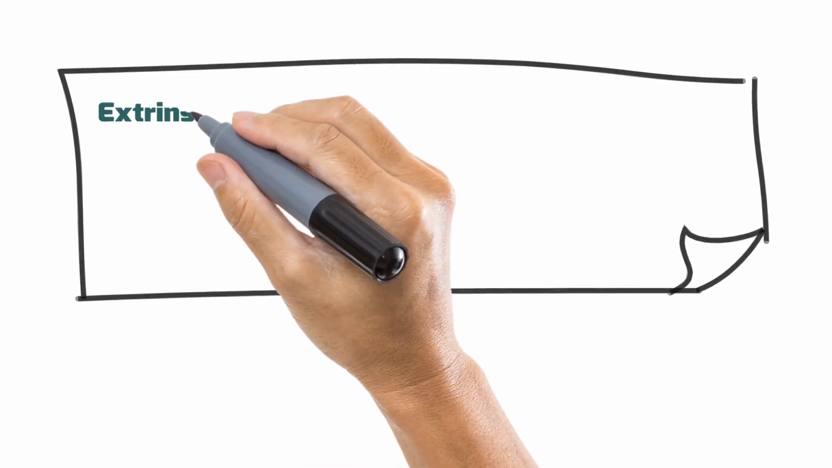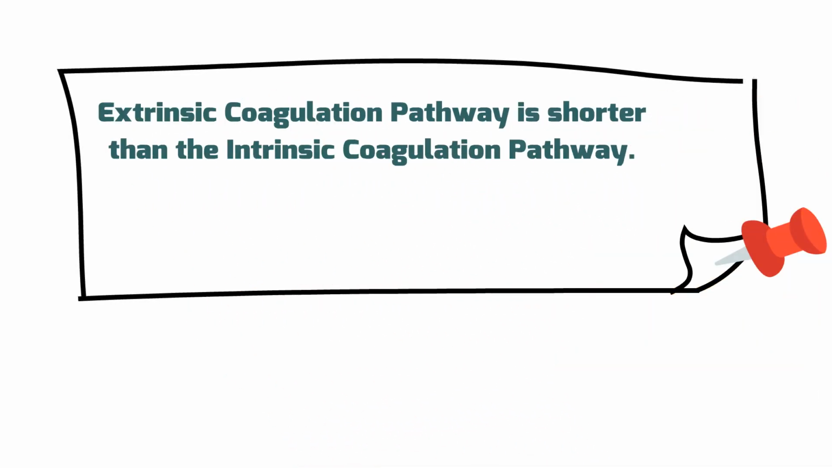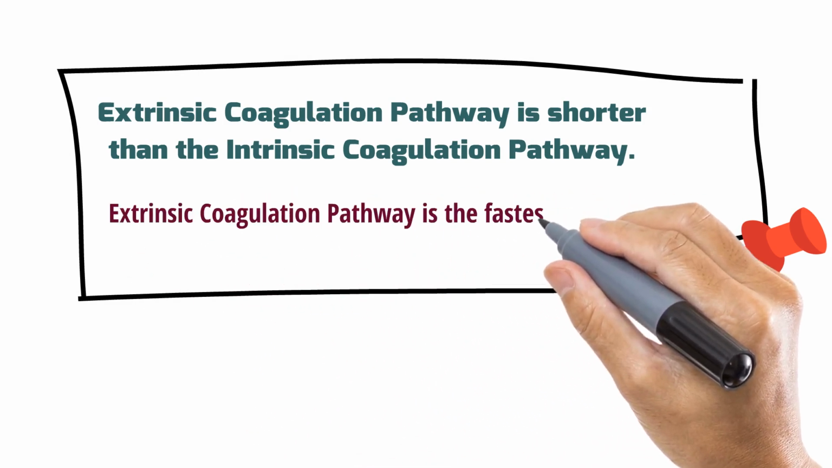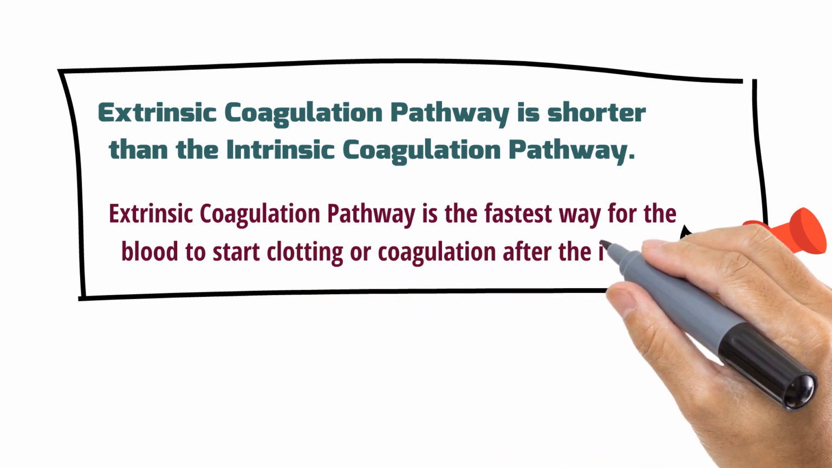So this extrinsic coagulation pathway is shorter than the intrinsic coagulation pathway, and the extrinsic coagulation pathway is the fastest way for the blood to start clotting or coagulation after the injury.